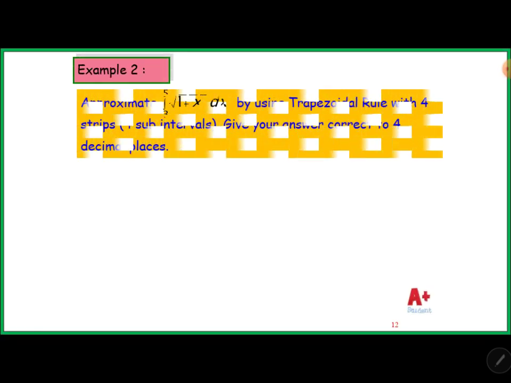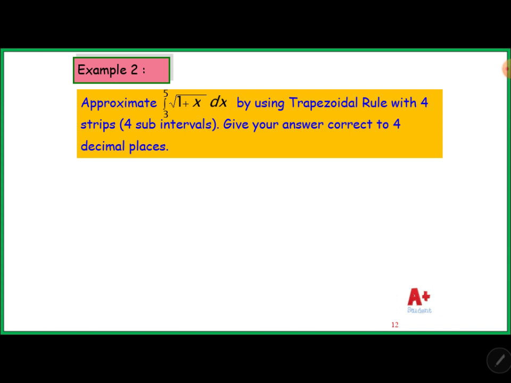So the next example: approximate the integration of square root of 1 plus x with respect to x from 3 to 5 by using trapezoidal rule with 4 strips. Means 4 strips is 4 sub-intervals. Give your answer correct to 4 decimal places. So the steps we use here are the same as the previous question. First of all, we need to find the value of n. So n is equal to 4.